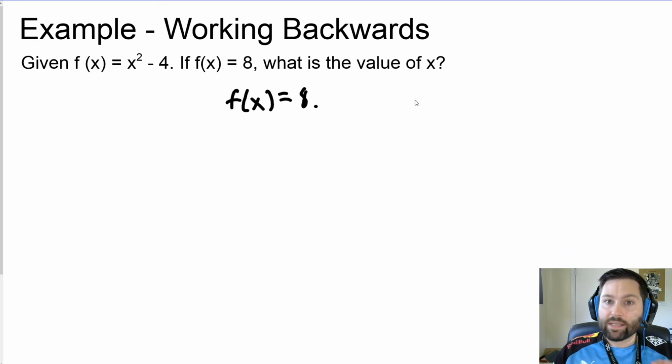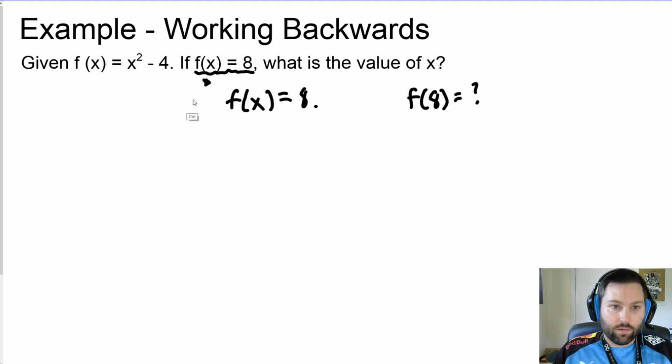If I wanted to work forwards, they'd be saying f of 8 equals blank. They left the x blank. If you see a phrase like this, this is the output. So f of x equals 8 is actually the output. I'm going to wait for my notebook software to catch up to me. But in the meantime, what I am going to do is replace x in the function with 8.